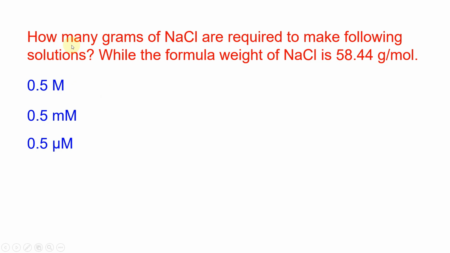In this video, I will tell you how we can easily calculate the number of grams of any solute. Like in this example, you can see I have mentioned how many grams of sodium chloride are required to make the following solutions. Let's suppose we have to make three treatments: a 0.5 molar solution, 0.5 millimolar, and 0.5 micromolar. The formula weight of sodium chloride is 58.44 grams per mole.